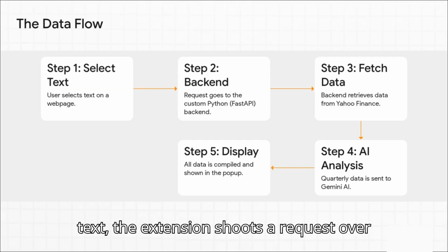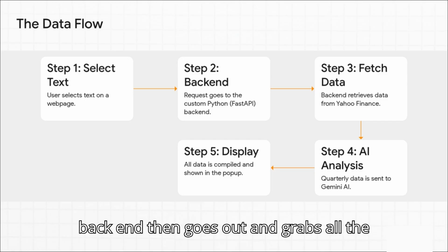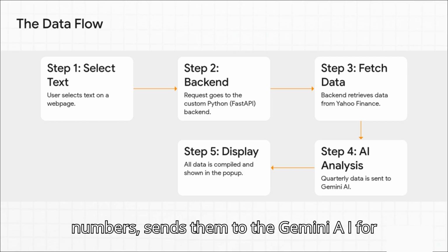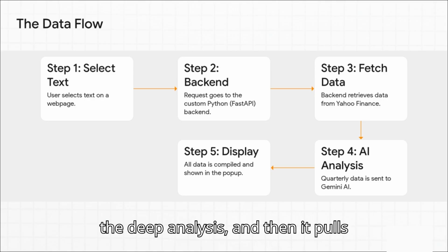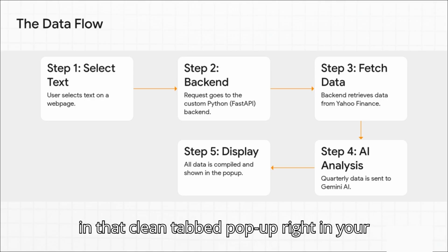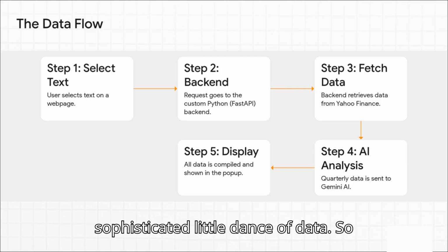When you select that text, the extension shoots a request over to its own custom Python backend. That backend then goes out and grabs all the financial data it needs from Yahoo Finance. It packages up the quarterly numbers, sends them to the Gemini AI for the deep analysis, and then it pulls everything back together and presents it in that clean, tabbed pop-up right in your browser. It's really a pretty sophisticated little dance of data.